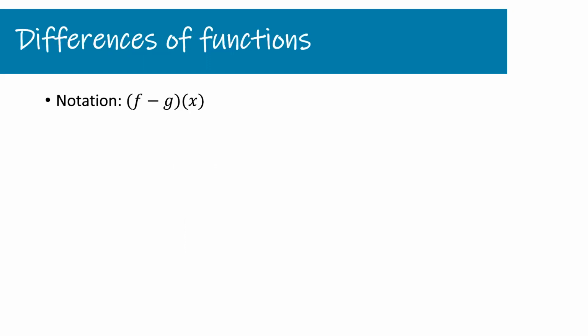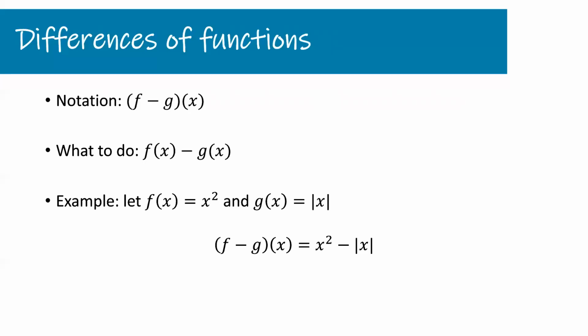Similarly, we can find differences of functions. The notation here is f minus g of x. If we're finding f minus g of x, we're going to take f of x and subtract g of x. Very similar to what we did for the sum. So with our similar example from before, we have f of x equals x squared and g of x equals the absolute value of x. Then f minus g of x would simply be x squared minus the absolute value of x. Pretty simple so far, right?